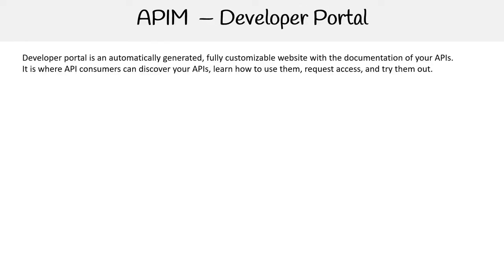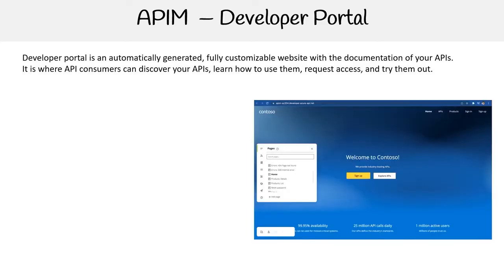So the developer portal is an automatically generated, fully customizable website with the documentation of your APIs. It's where API consumers can discover your APIs, learn how to use them, request access to try them out. So here is an example of the default one that you get. To be honest, I did not know how to use this. I tried really hard because I thought it was a very cool idea. And this is actually the second iteration of the developer portal. So there was an older one that was different from this, but this is the new one. And I like the idea, but in execution, I'm not sure exactly what to do here.